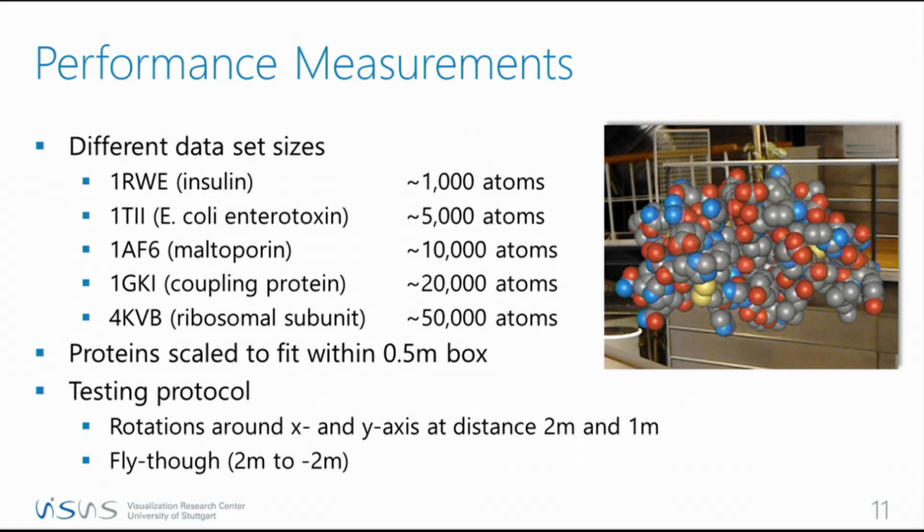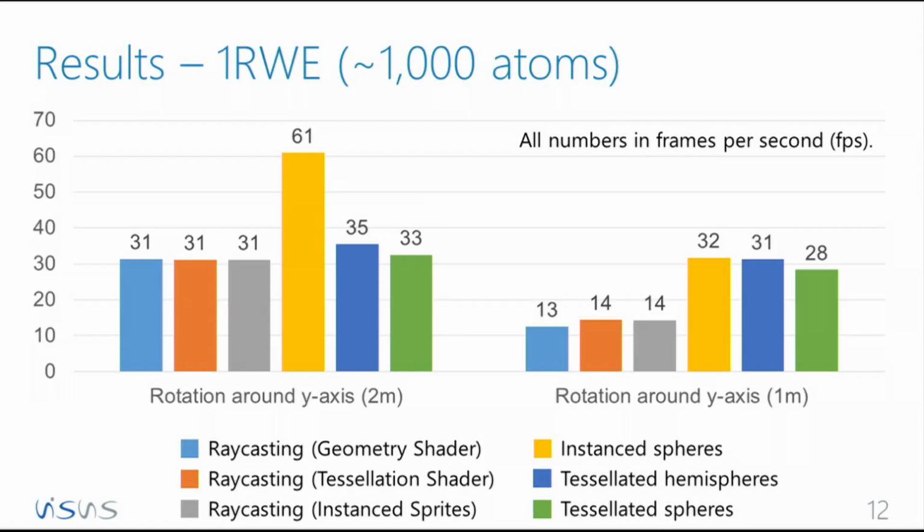These numbers were chosen because we thought this would be the typical viewing distance when a user walks around the virtual protein and looks at it. And we also had a fly-through from 2 meters away all the way through the proteins to 2 meters behind it. So if we now look at the numbers, here you can see the measurements for the smallest data set of just 1,000 atoms.